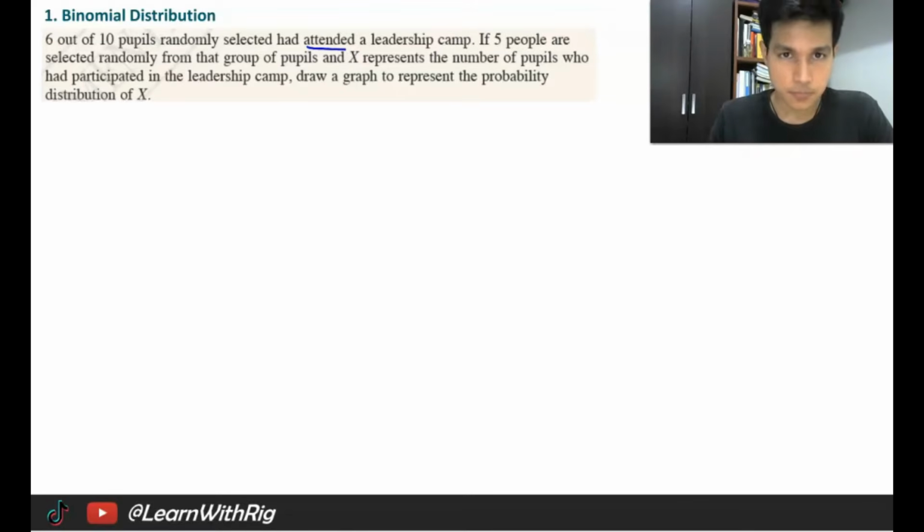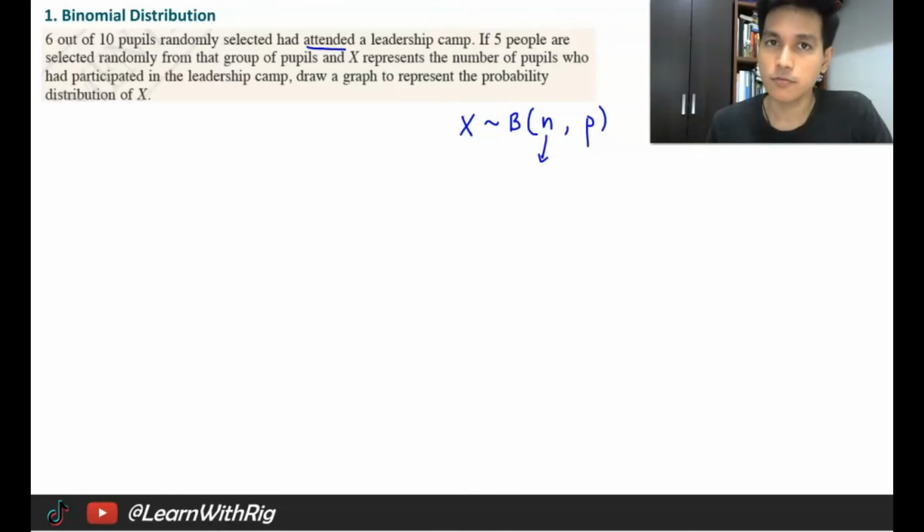So first of all, what is all this? 6 out of 10 and 5 people. What does this represent? Just remember I told you how to represent a binomial distribution, right? The expression is X ~ B(n, p). N is the number of trials. That means if you're doing a survey, how many people are involved? That's the number of trials.